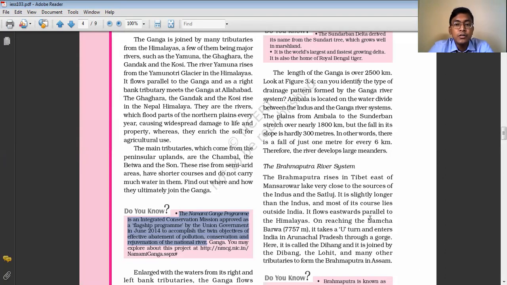So this is about the river Ganga, the Ganga river system, which is the most important river system of our country, and which has led to the formation of a major part of the northern plains.